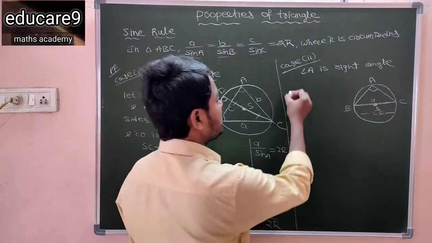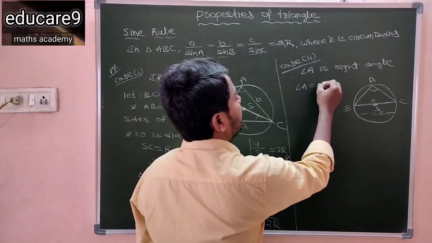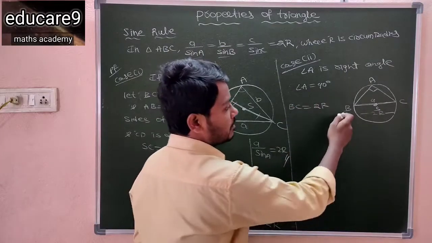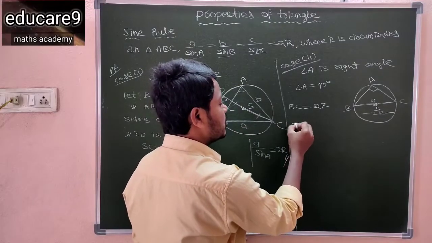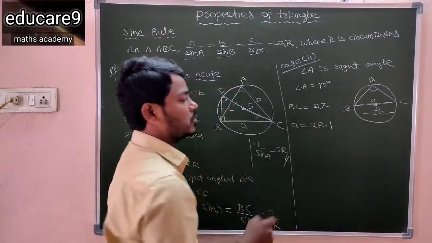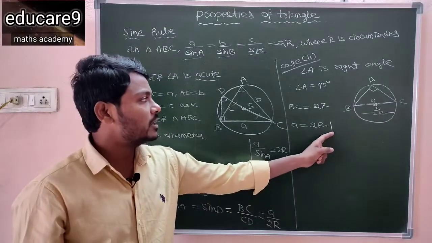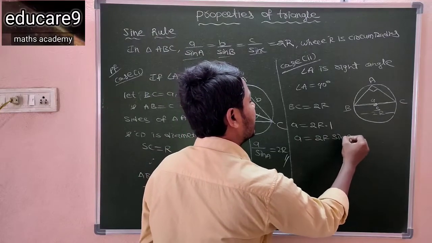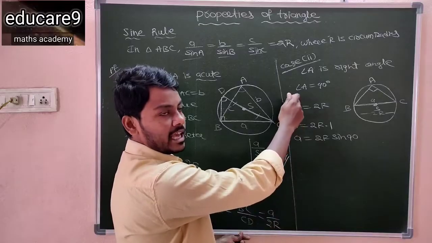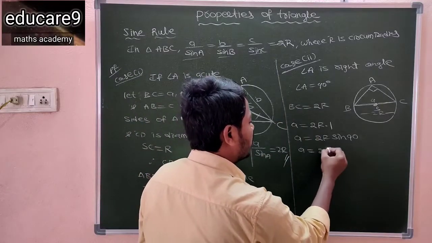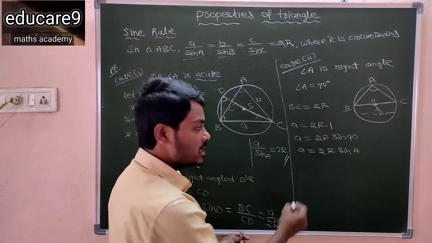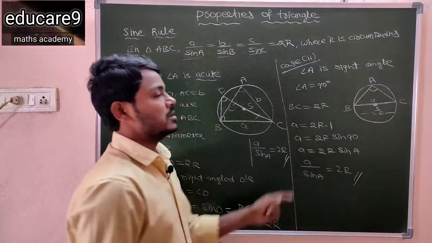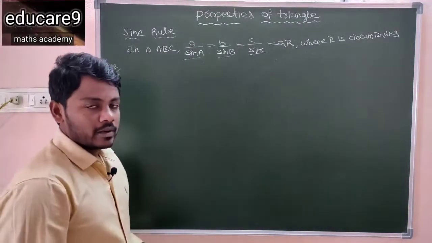Therefore angle A is equal to 90 degrees, and BC is equal to 2R. See here, BC length is 2R. That is, small a is equal to 2R into 1, and 1 can be written as sin 90. So a is equal to 2R sin 90, but 90 degrees is angle A. So a equals 2R sin A, which means a by sin A is equal to 2R. This is the second case. And here, case 3.